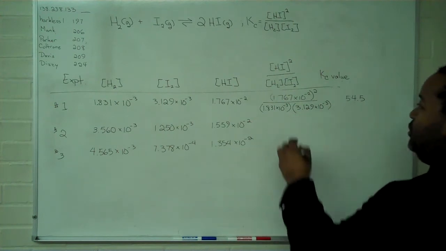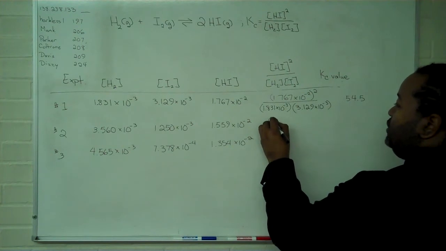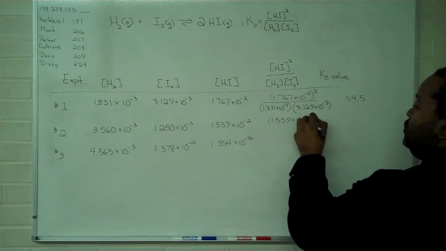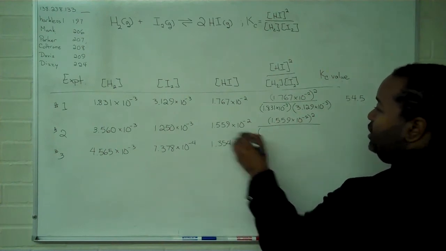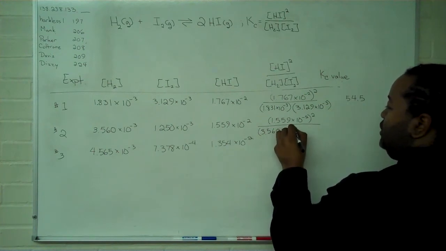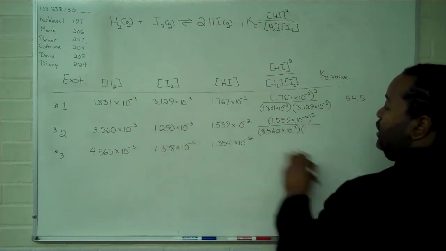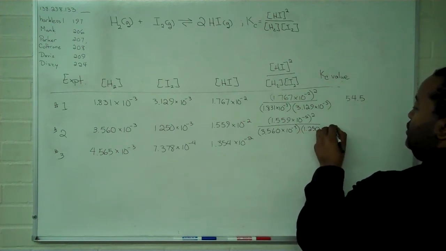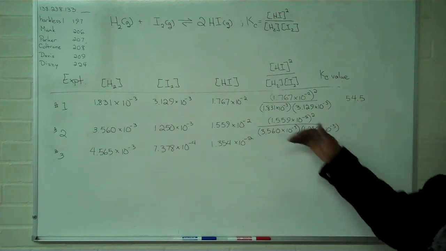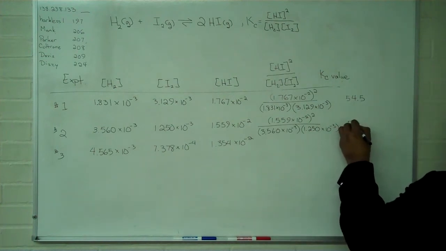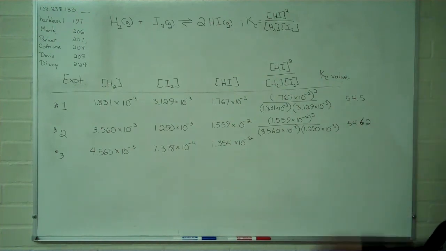For our next one, trial number 2, works mechanically exactly the same. 1.559 times 10 to the minus 2 squared divided by 3.560 times 10 to the minus 3 and 1.250 times 10 to the minus 3. When we evaluate this expression, we end up with the value 54.62 for our Kc value.